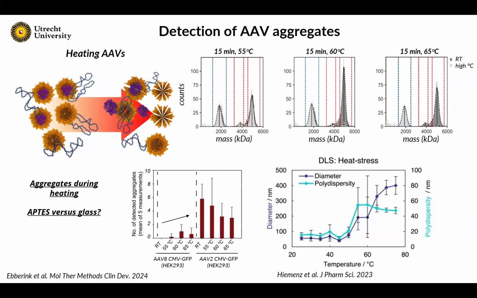There are better methods available, and very nicely shown in this paper of this group, they used dynamic light scattering and also warming up of the AAVs, and then saw how they could quantify the amount of aggregates that were there.